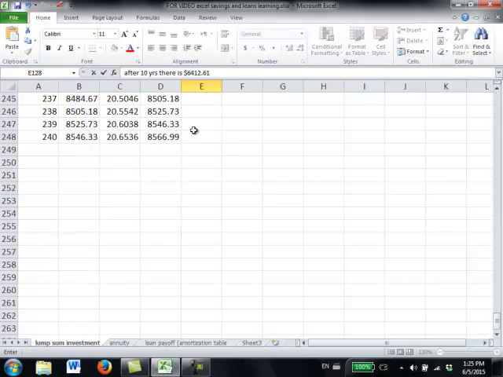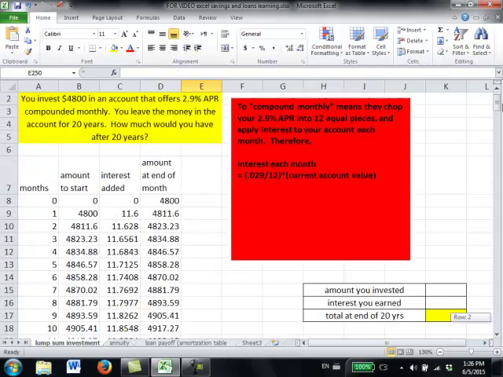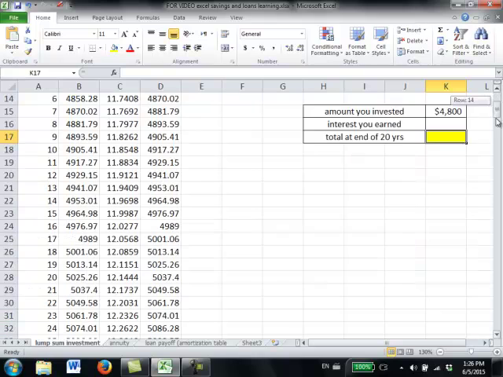After 20 years, there is $8,566.99 in the account. If I wanted to know how much money did I invest, how much interest did I gain, and what's my total amount, so the amount I invested, remember we just had one lump sum investment. You put $4,800 in the account at the beginning. How much do I have after 20 years?